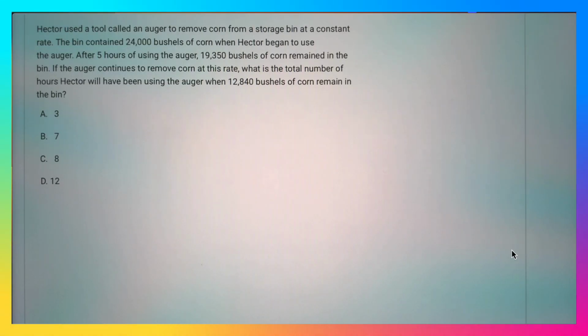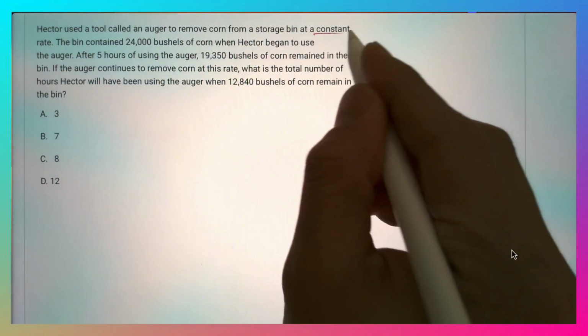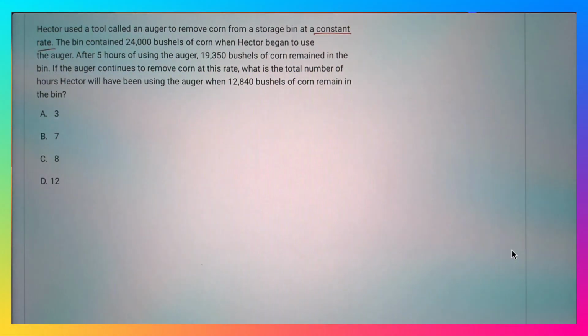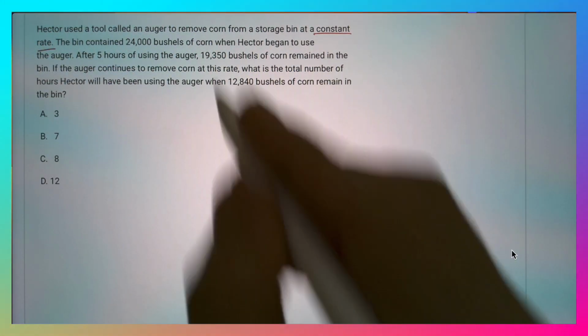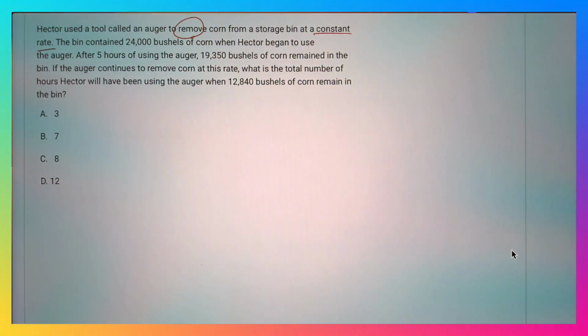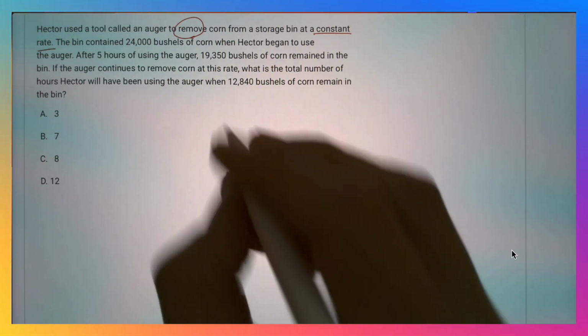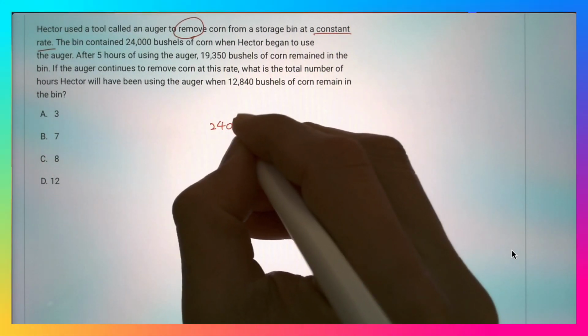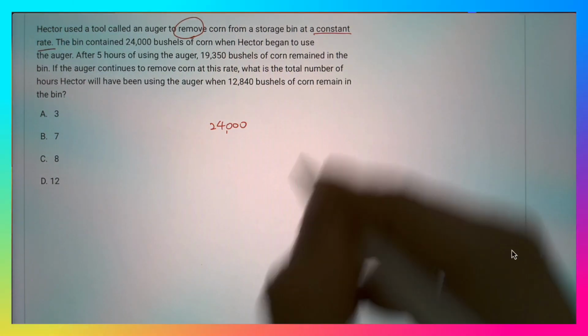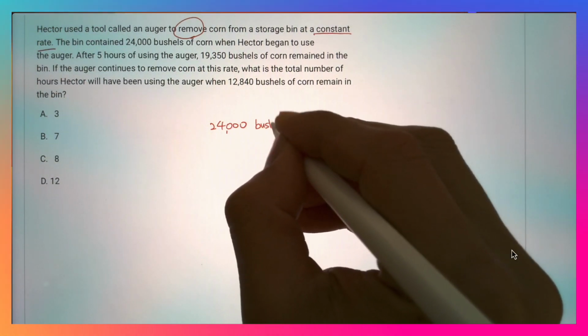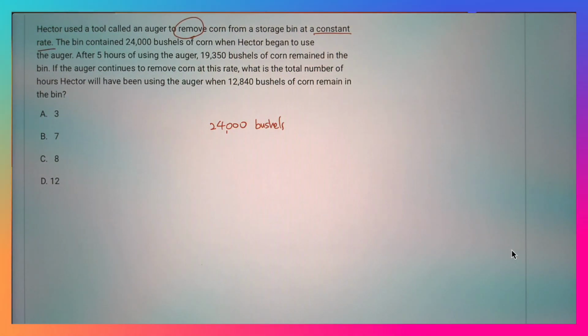Hector used a tool called an auger to remove corn from a storage bin at a constant rate. The fact that it's at a constant rate means we have a linear function. Now it's still removing, so we should expect a minus from the given amount. The bin contains 24,000 bushels of corn, so that's like a y-intercept where we start. 24,000 bushels. I'll also write the units so you guys can see how neatly everything fits in.